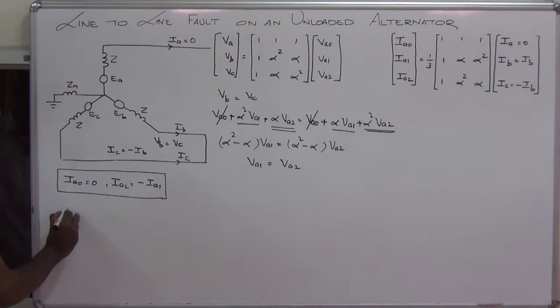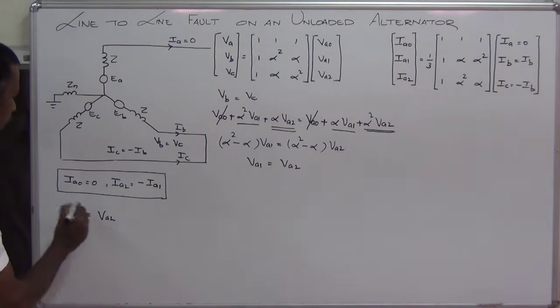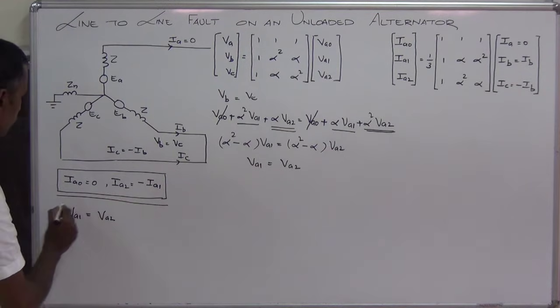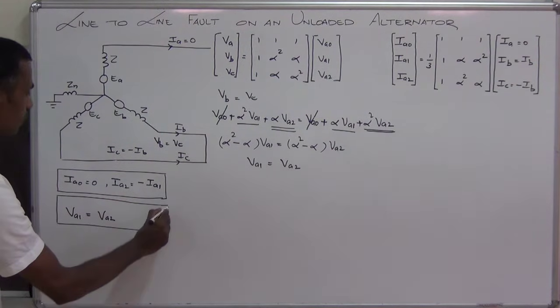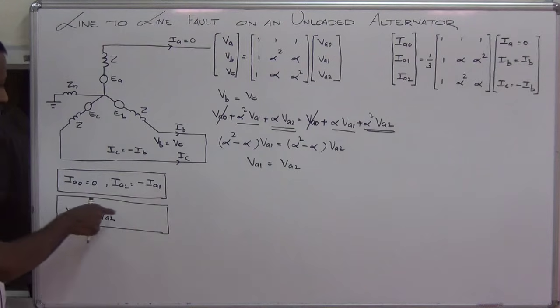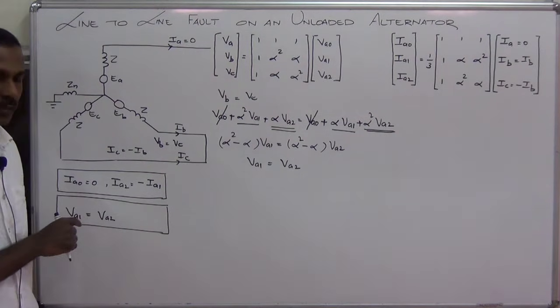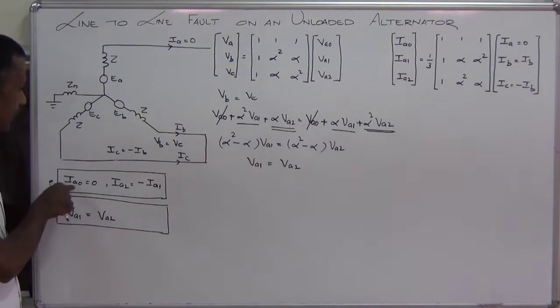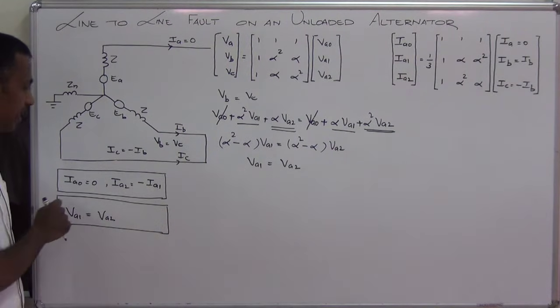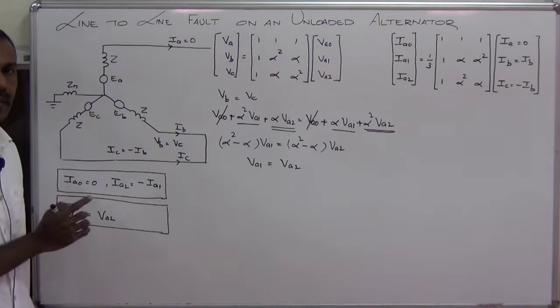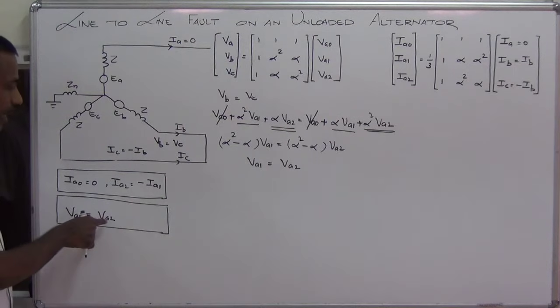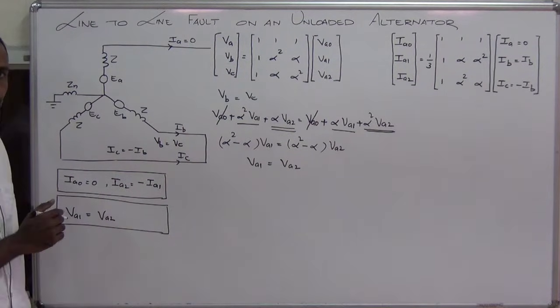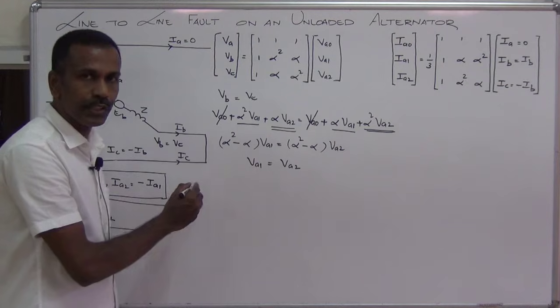So let me write the sequence voltage here. VA1 equals VA2. So this is the condition for the sequence voltage. So from these two expressions we can understand there is no zero sequence network, and positive sequence network and the negative sequence network are connected in parallel. These two voltages are equal, currents are opposite to each other. Let me draw the positive sequence network here.